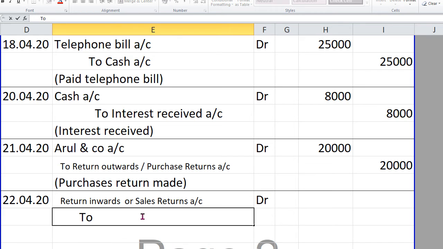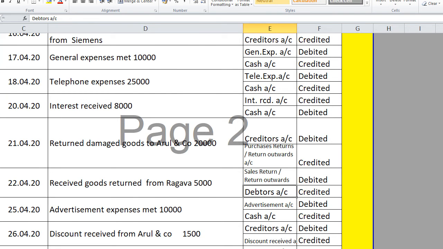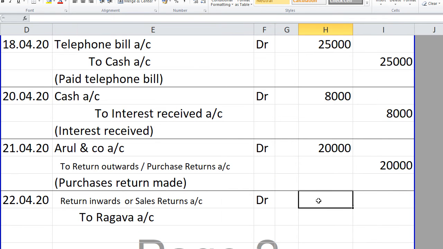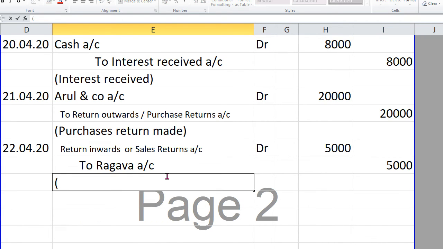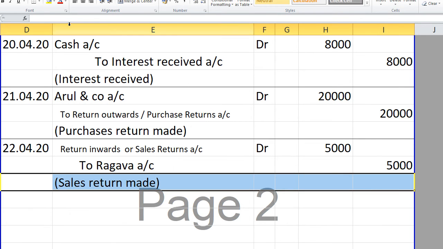To the credit, to the debtor. Who is it? Raghava. Raghava account. So how much? 5,000 and 5,000. And the narration: sales return made. This is enough. And let's draw a line.